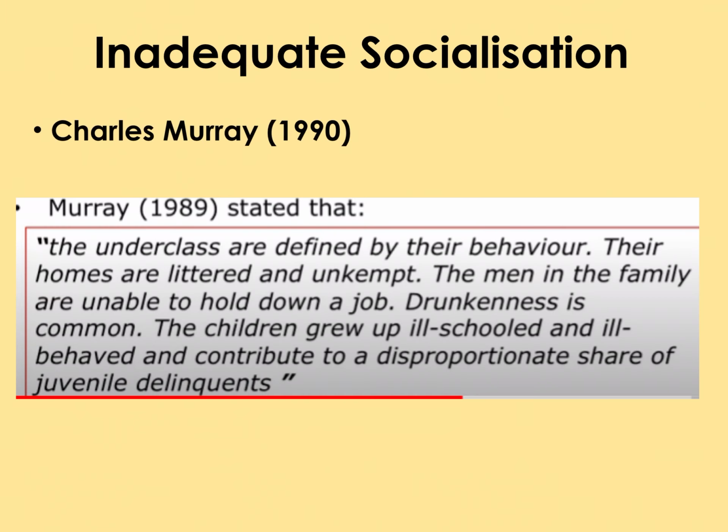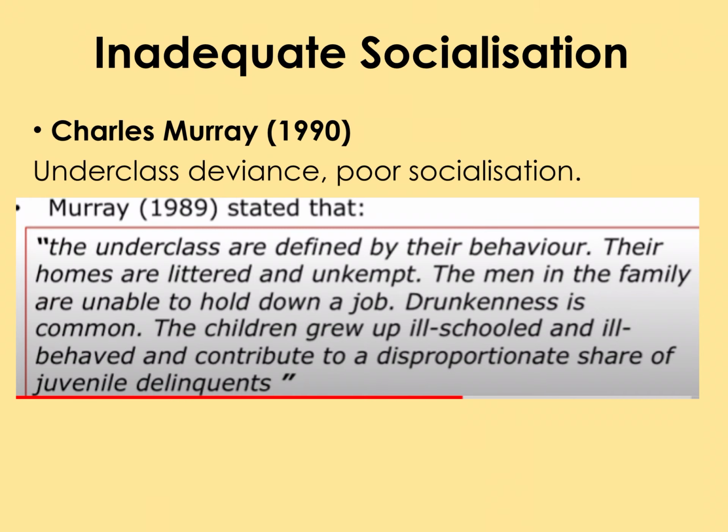The inadequate socialization argument very much comes from the new right sociologist Charles Murray. Some of you might have come across him in the study of the sociology of the family, for example. So he is really critical of a group known as the underclass, okay? And he blames it very much on poor socialization.